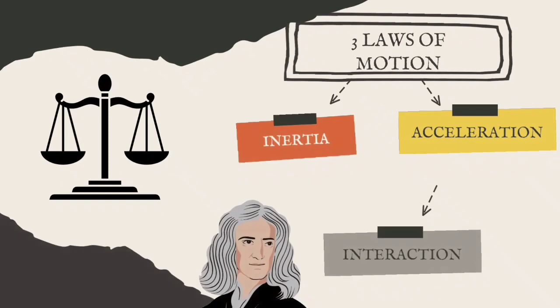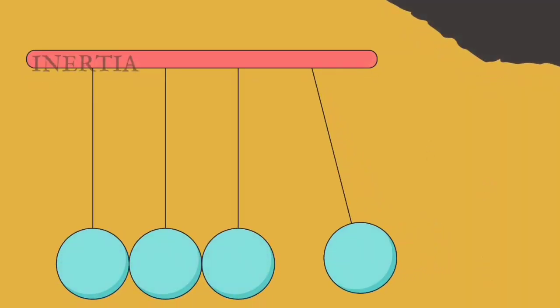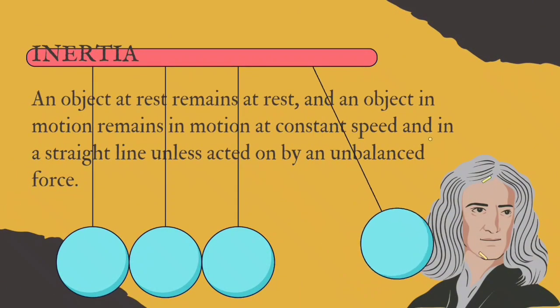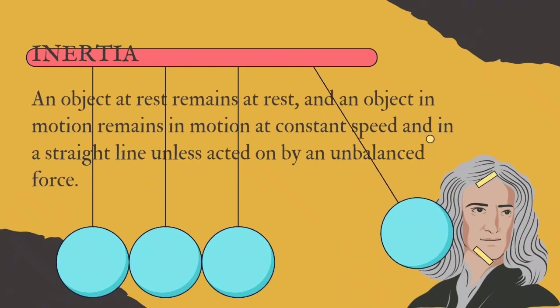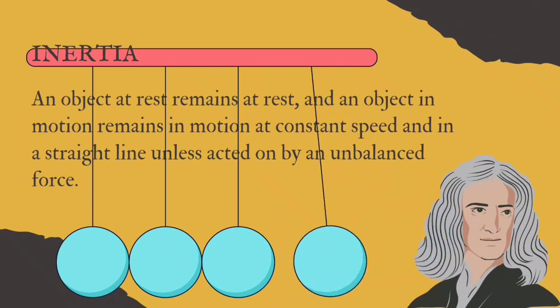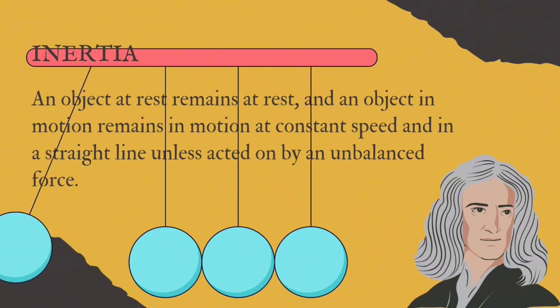So there are three laws of motion. Firstly, inertia. Secondly, acceleration. And thirdly, interaction. First, I'm going to tackle what inertia is. Inertia means an object at rest remains at rest, and an object in motion remains in motion at constant speed and in a straight line unless acted on by an unbalanced force.